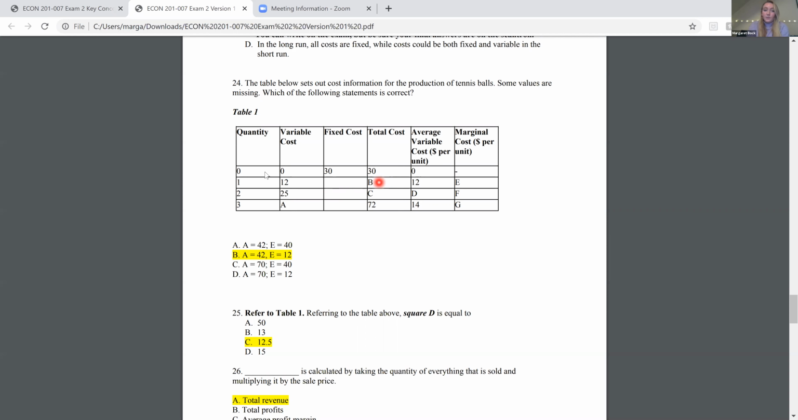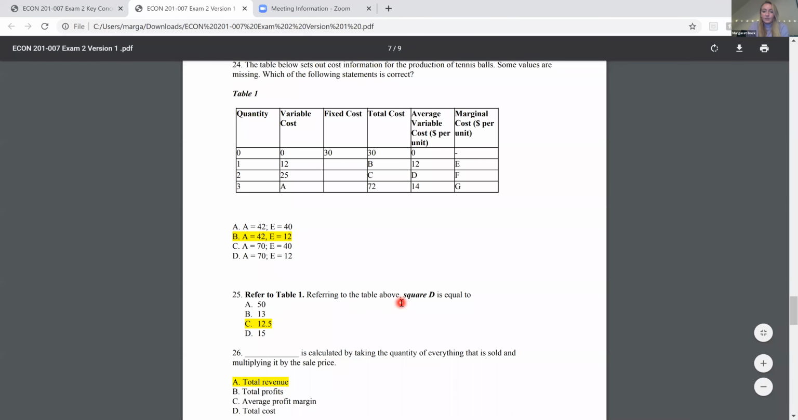So if we go from 0 to 1, the total cost changes from 30 to 42. So that would mean the marginal cost is just 12. So the change here is 12, and the change here is 1. 12 divided by 1 is 12. So that's why that's B.